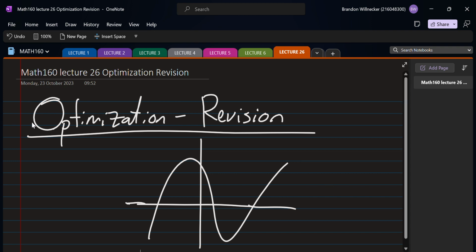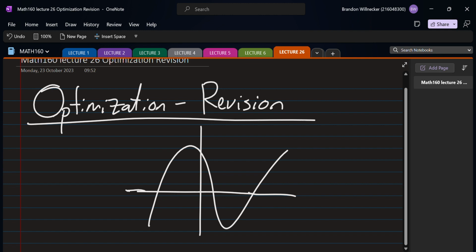Hi there. In today's lecture, we're going to be doing some revision on optimization for your final test that's coming up on the 16th of November. Okay, so just to recall what we mean by optimization.